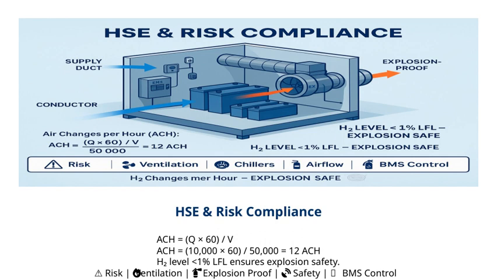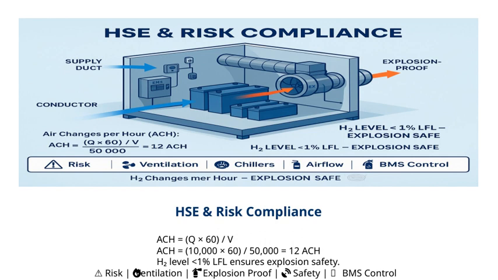The risk warning, ventilation, explosion-proof measures, safety protocols, and BMS control. These elements work together to create a comprehensive safety system. The risk icon reminds us to always assess and manage potential hazards. Ventilation is key to controlling gas concentrations and preventing dangerous buildups. Explosion-proof equipment ensures that even if gases are present, they won't ignite and cause damage.